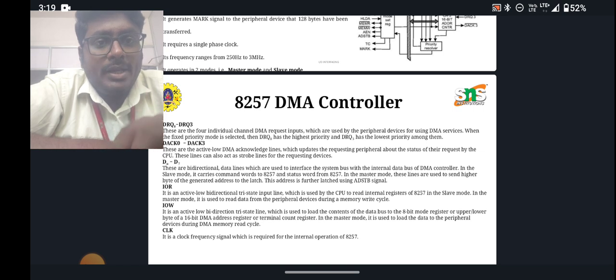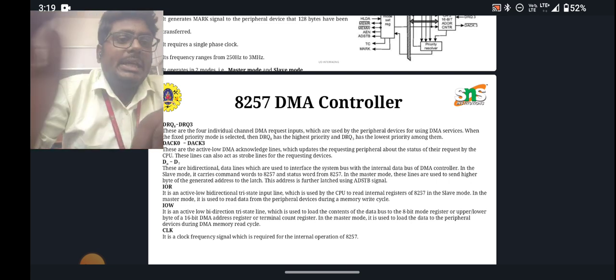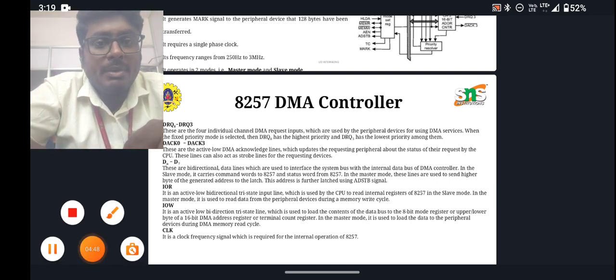IOR: it is an active low bidirectional tri-state input line which is used by the CPU to read the internal registers of the 8257 in the slave mode. In the master mode, it is used to read data from the peripheral devices during a memory write cycle. IOW: it is an active low bidirectional tri-state line which is used to load the contents of the data bus to the 8-bit mode register or the upper or lower byte of the 16-bit DMA address register or terminal count register. In the master mode, it is used to load data to the peripheral devices during a DMA memory cycle.